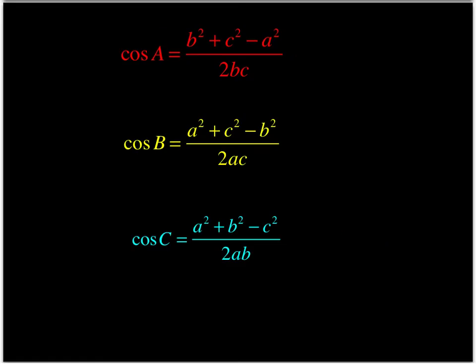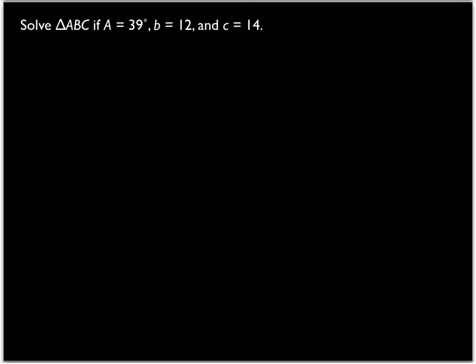Now, here's another variation of the law of cosines. If I solved each of those for the respective cosine A, B, or C, and as we'll see, sometimes this is kind of important when we're trying to find the measure of an angle. Again, this gets a little confusing, but I think you'll be able to keep it straight if you draw a nice diagram and label it appropriately. So here's our first example. Let's take a look at this.